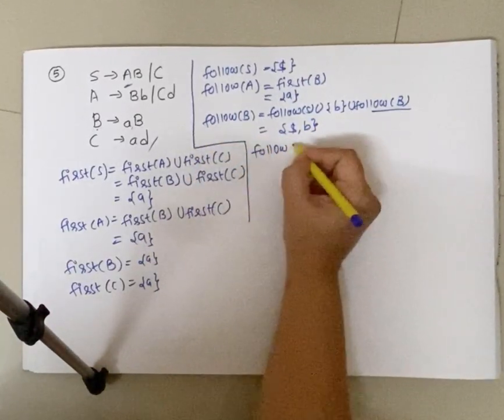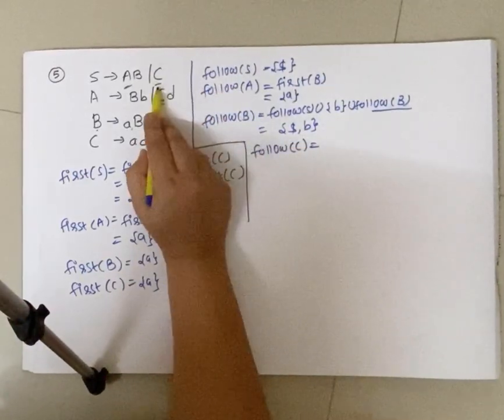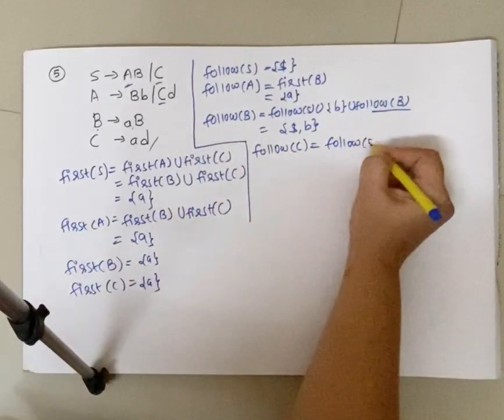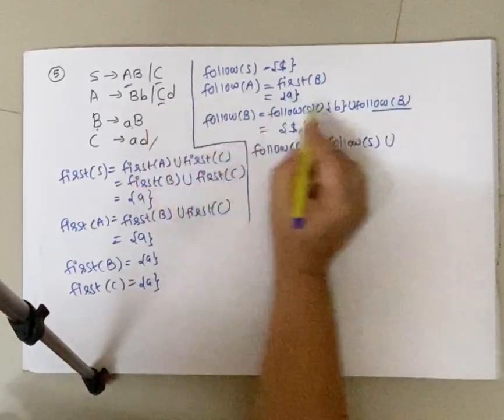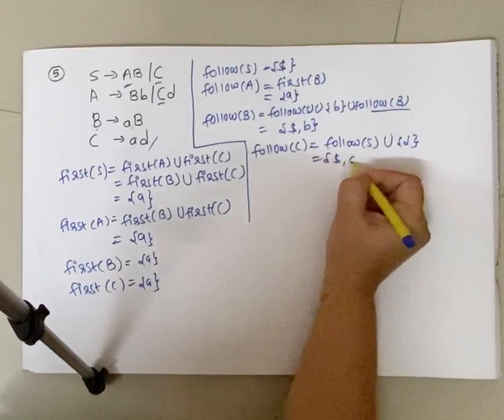Follow of capital C. C happens to be on two rules. According to this, follow of C is follow of capital S, and according to this, follow of C is small d. So that is going to be dollar and small d.